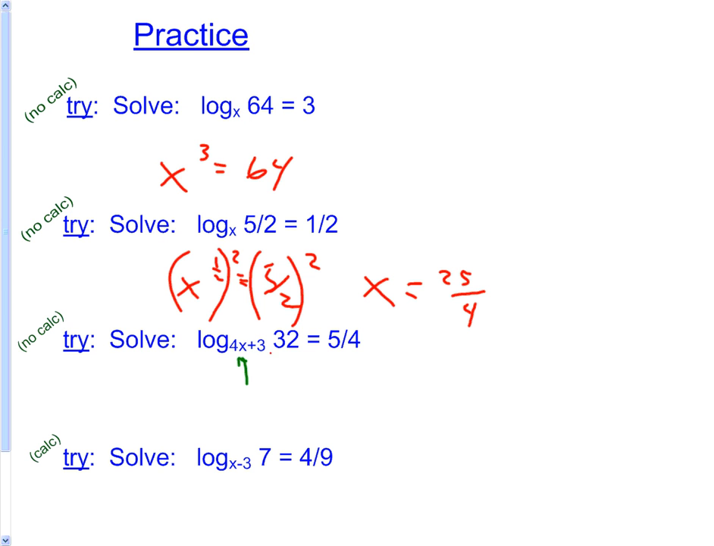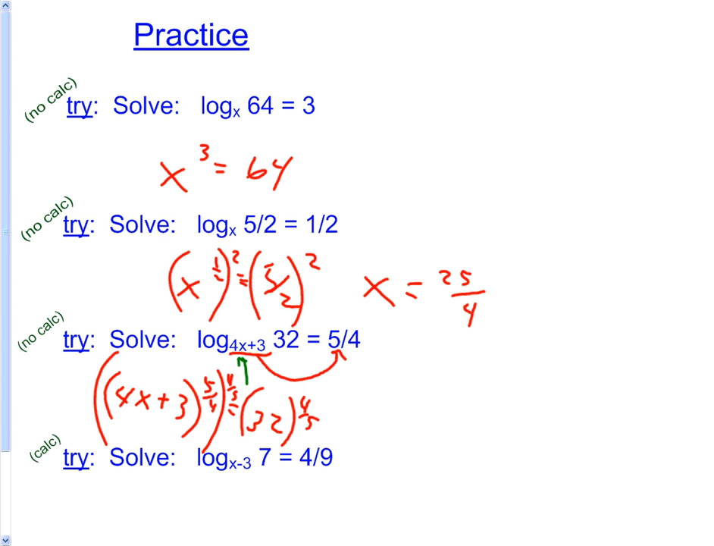25/4. Okay, this next one, that's a little more complicated. (4x plus 3) to the 5/4 equals 32. This one can be done in your head because you can raise both sides to the 4/5. The 1/5 root of 32 is a nice number. It's 2. And then you do 2 to the 4th is 16. All of a sudden it's just 4x plus 3 equals 16. Easy to solve from there. That's all there is to it.